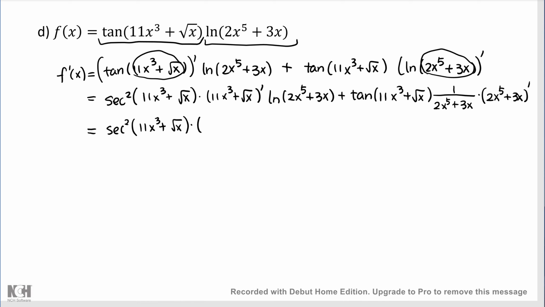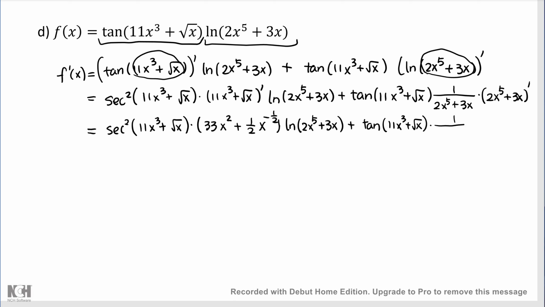All right, so the derivative of 11x to the third is 33x squared. And then this is like x to the 1/2. So the derivative of x to the 1/2 is 1/2 x to the minus 1/2. And then don't forget your baby, close the parentheses, and we copy down 2x to the 5th plus 3x plus tangent 11x cubed plus square root of x.